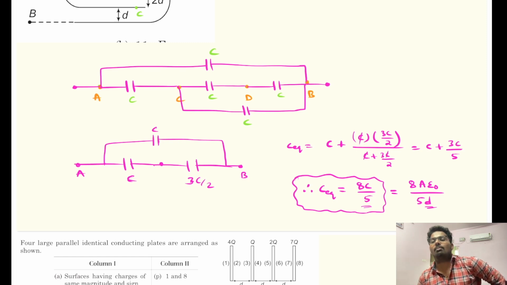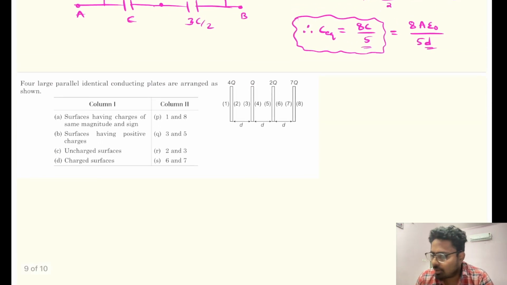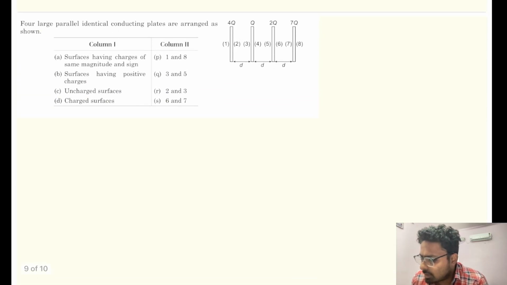Either you will get simple series-parallel combinations, or in some good questions you might get a Wheatstone bridge, symmetry, or some mirror-image kind of circuit. From there you just need to use circuit minimizing techniques and you can solve the given situation. I hope that is also clear. So let us see this question.